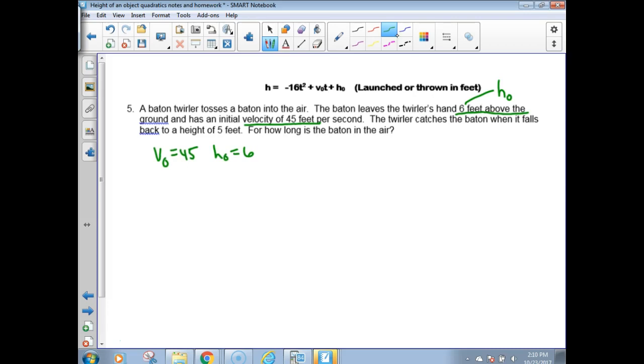That's how you pick a word problem apart. The twirler catches the baton when it falls back to a height of 5 feet. What's that? An h. Okay. How long was it in the air?